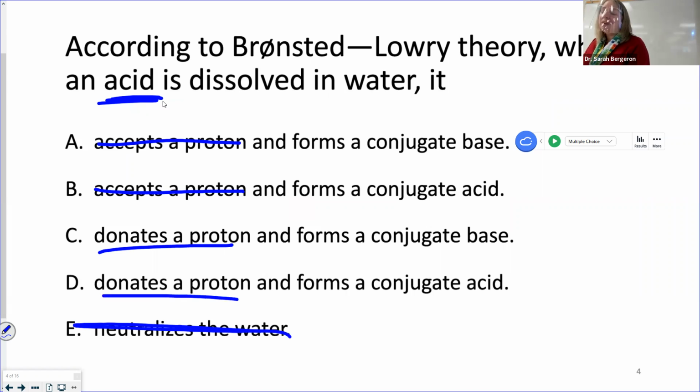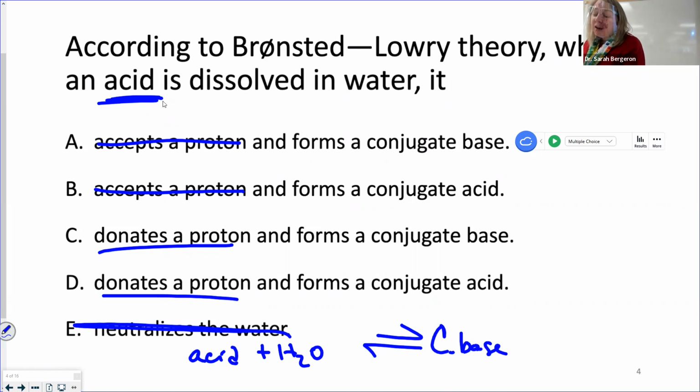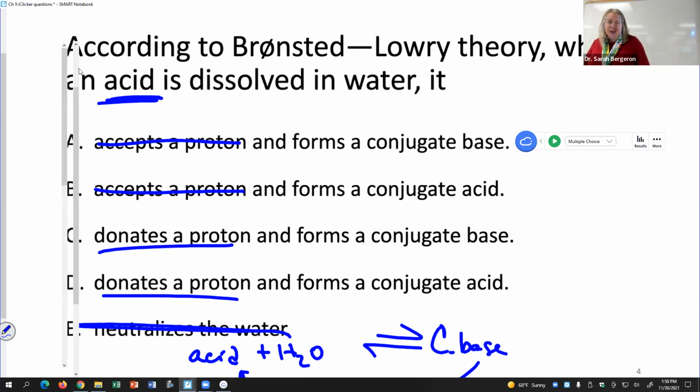Now, what happens when it donates a proton? Remember when we did these double-sided arrows, and you started out with something that was a base plus water. Oh, we're starting with an acid, not a base. What happens to that acid when you add water? It loses that proton, right? And then it becomes something different. It becomes a conjugate base. Because if we go in the opposite direction, the base can turn back into the acid. And all you're doing is switching back and forth, right? Okay, so we're going to apply that later today.